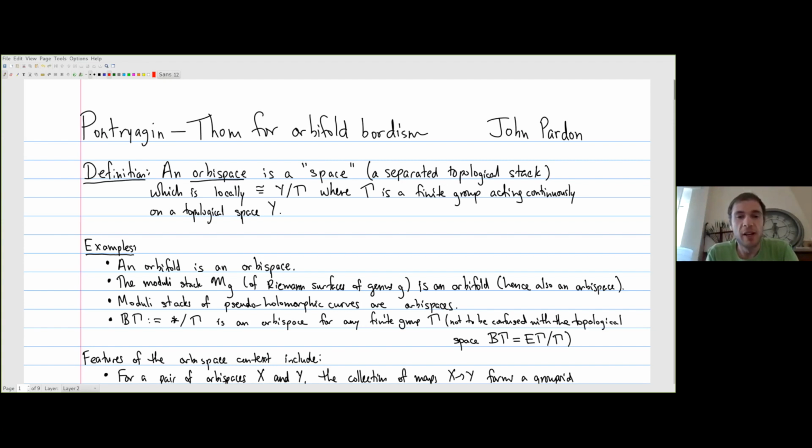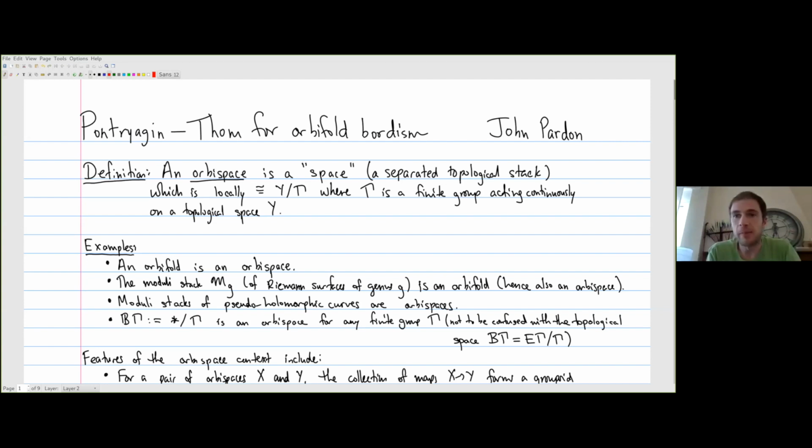Okay, so to begin with, let's talk about the setting we're in, which is the setting of Orbispaces. So an Orbispace, by definition, is a "space", in quotes. It's some object which is locally isomorphic to the quotient of a topological space by the continuous action of a finite group.